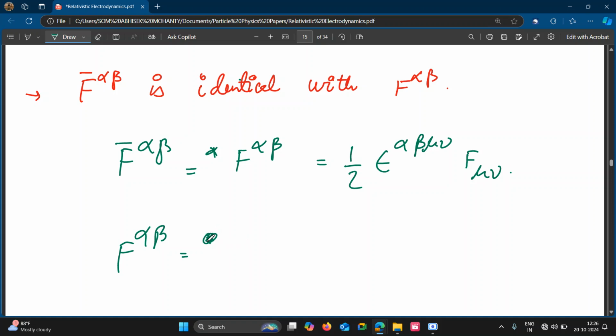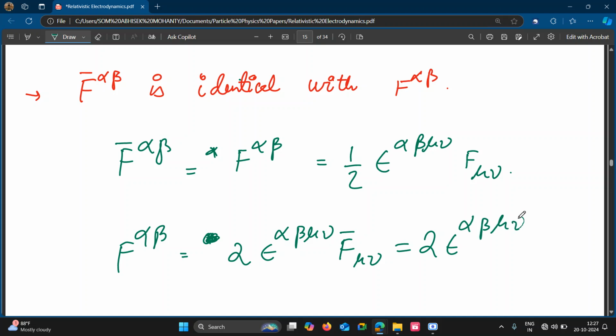No, sorry. F alpha beta can be written as 1/2 Levi-Civita epsilon alpha beta mu nu F mu nu. Okay, and F bar mu nu, so this is kind of the transformation again, right? So F bar mu nu we can put here 1/2 Levi-Civita epsilon alpha beta mu nu F star in place of F mu nu.